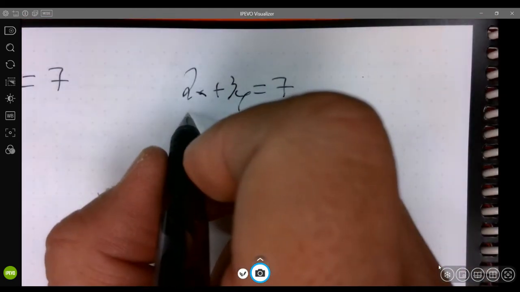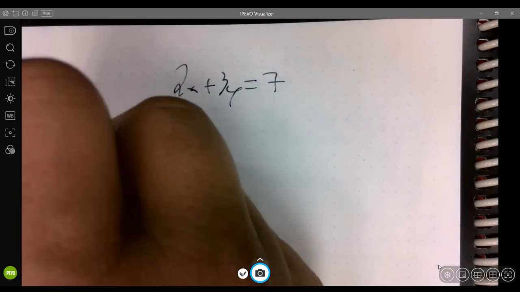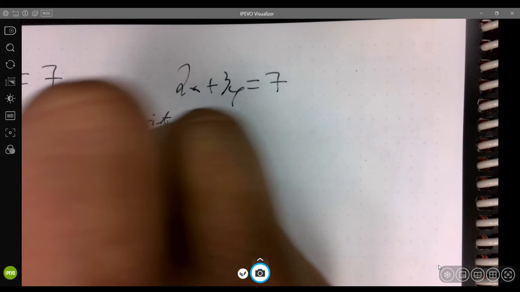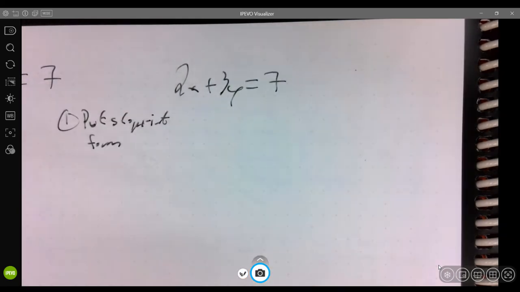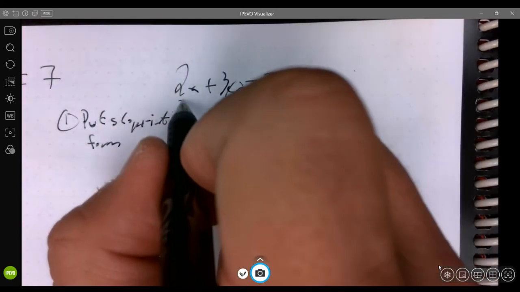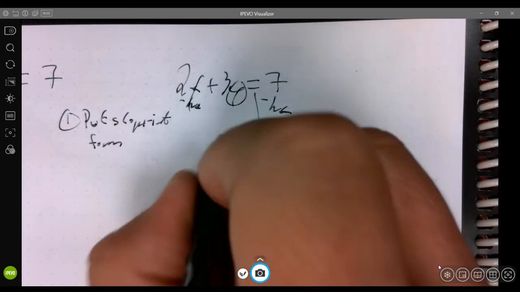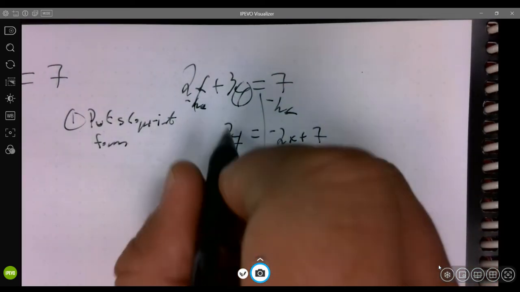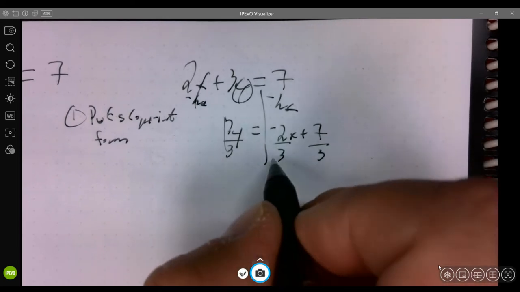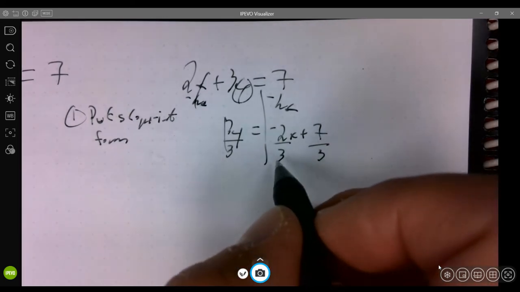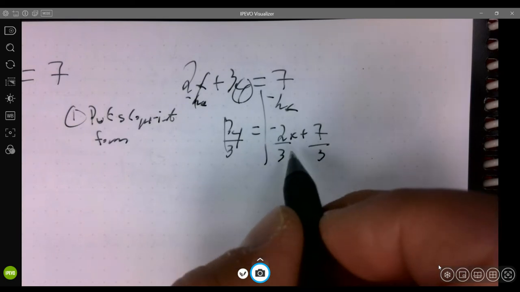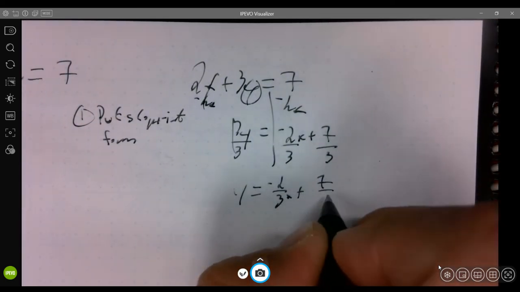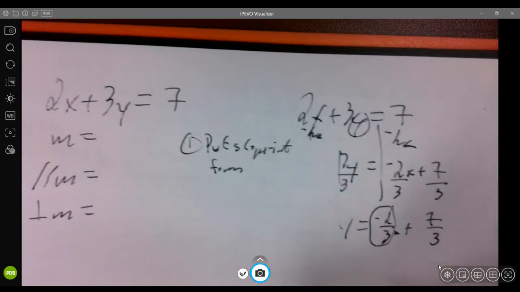So in order to find the slope, my first step is to put it into slope-intercept form. To do that, you solve for y. I subtract 2x, I get 3y equals negative 2x plus 7. Divide everything by 3, and you could simplify if possible. This one can't. There's your slope. You don't have to rewrite this, but you could: y equals negative 2/3 x plus 7/3. But all we need is this here. That's our slope.